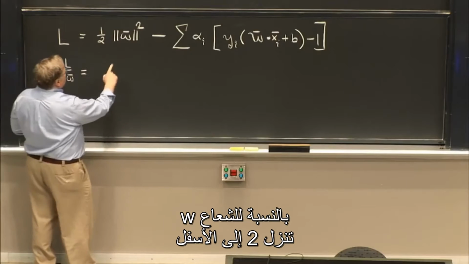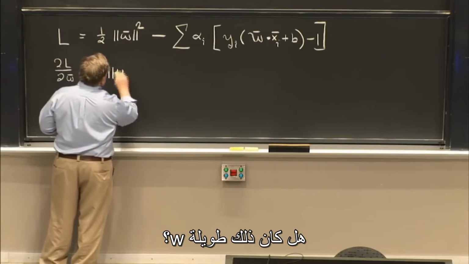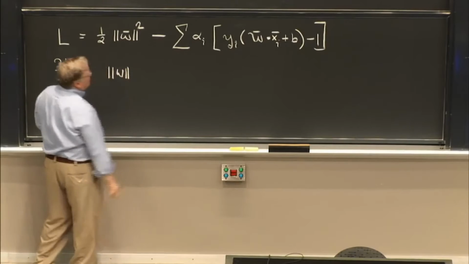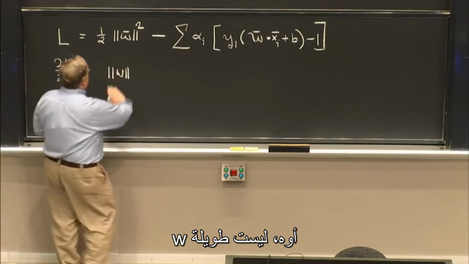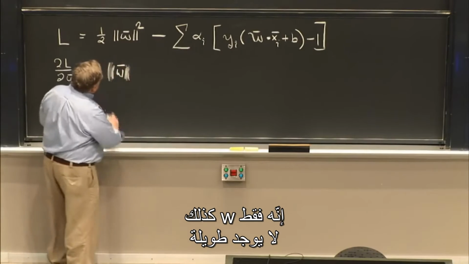2 comes down, and we have just the magnitude of W. Is it the magnitude of W? Yeah, like so. Is it the magnitude of W? Well, in any event, it's not the magnitude of W, it's just W, like so. No magnitude involved.